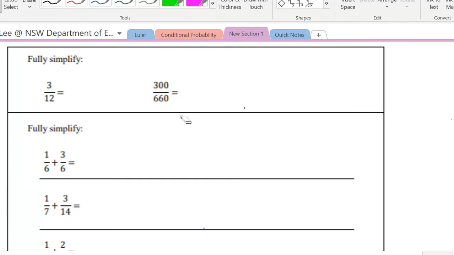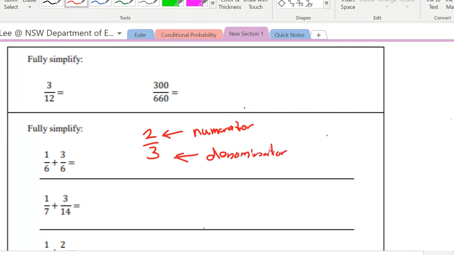So what do we mean by a fraction? Well, let's consider 2/3. We refer to the top part as the numerator and the bottom part as the denominator. We can represent that visually by splitting the shape up into thirds, and we are selecting two of them.